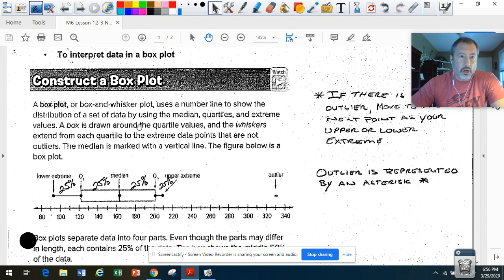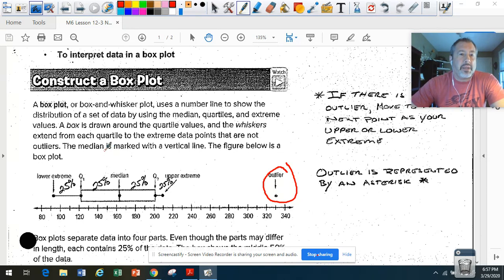A box is drawn around the quartile values. That's Q1, which is right through here, and Q3, all through here. There's the box that we are talking about here. And the whiskers extend from each quartile, so from Q1 to the lower extreme and from Q3 to the upper extreme, but we do not include the outliers in this. This is something that is new to you. As you see here, this is the outlier we are talking about.